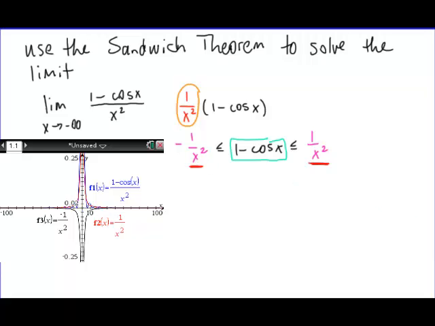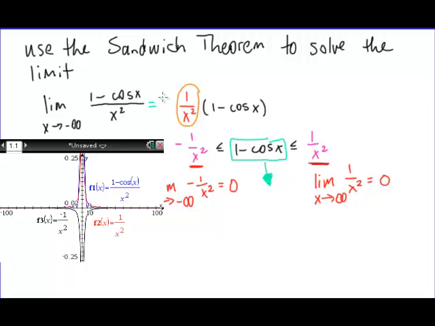So if this first limit, the limit as x approaches negative infinity of negative 1 over x squared, goes to 0, and on the other side, the limit as x approaches positive infinity of 1 over x squared also goes to 0, then since these two both go to 0, this middle function is in between both of them. And since it's in between both of them, it also has to go to 0.